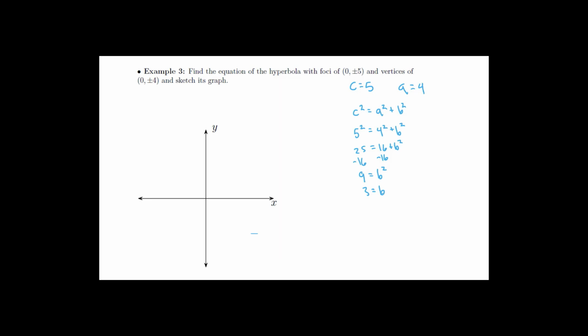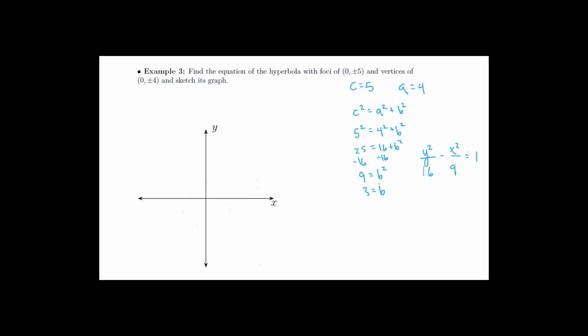So first of all, just knowing b squared allows me to write out the equation, right? The vertices are with the y, right? So that means y squared over 16 minus x squared over 9 is equal to 1.